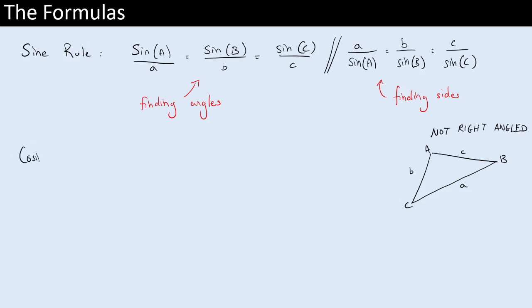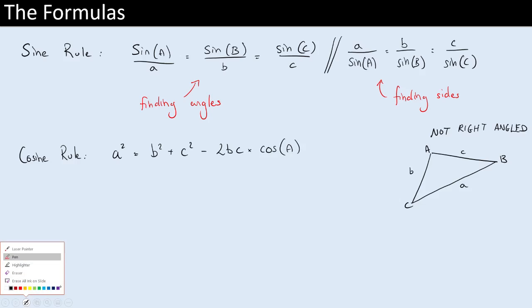We also have the cosine rule. Now, lots of people will write this in two different ways, like with the sine rule, depending on whether you're finding a side or an angle. I don't do that. I remember it one way because the formula is complicated enough as it is. It's a squared equals b squared plus c squared, which is a little bit like Pythagoras' theorem, then minus 2bc times cos capital A. Okay, that times in there is important. That is something that some people sometimes miss.